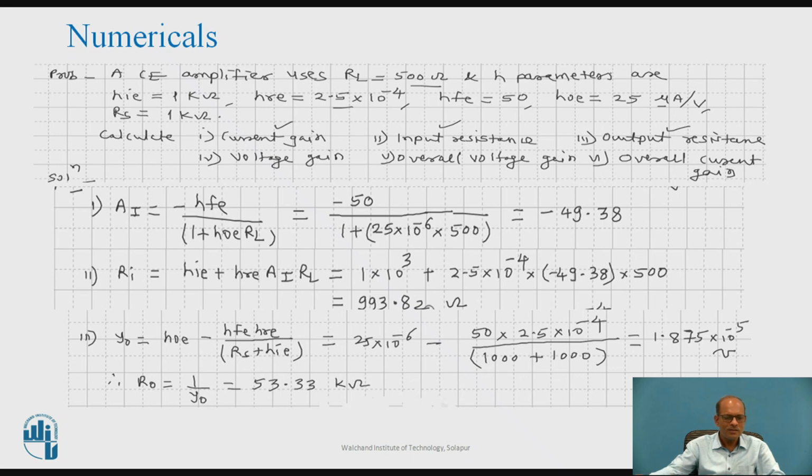Then third is the output admittance YO. YO is equal to HOE minus HFE HRE upon RS plus HIE. Now substitute the values. We get this equal to 1.875 into 10 raised to minus 5 mhos, and take the reciprocal of this YO to get the RO. So RO is 1 by YO, that is 53.33 kilo ohms. So that is the output resistance.